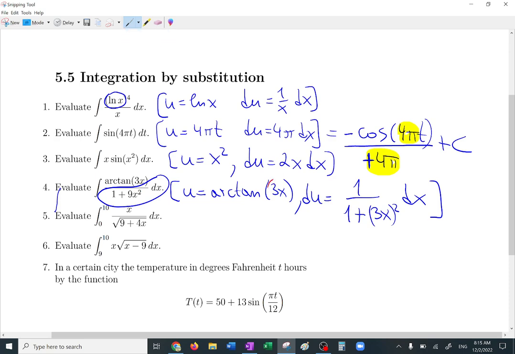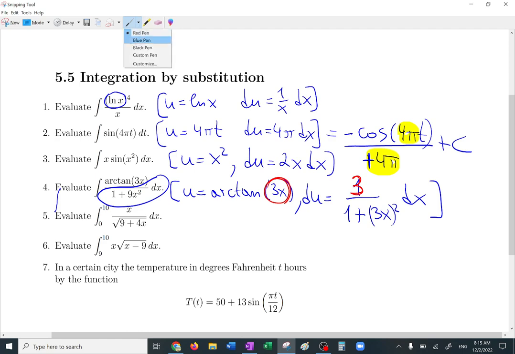Times derivative of the function inside, so times 3. I was wondering if anyone noticed. Chain rule says multiply. So you first differentiate arctan, but then times the derivative of the function inside. That is 3. Those are small things, they're not to forget.